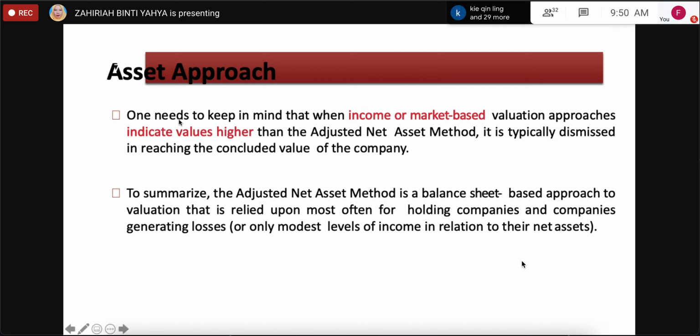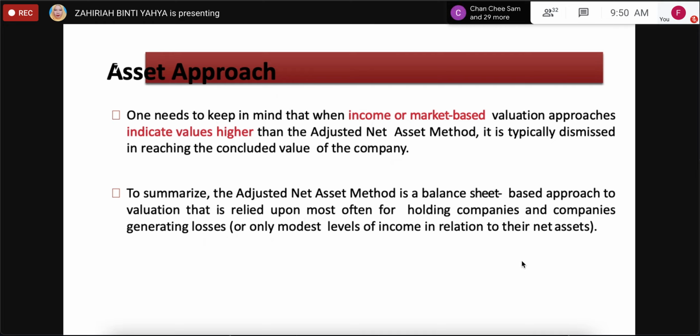Okay, so you have to keep in mind that when income or market-based valuation approach indicate value higher than adjusted net asset method, so you tak payah ambil the value that you get from the asset approach. Okay, to summarize, the adjusted net asset method is a balance sheet based approach to valuation that is relied upon most often for holding companies and companies generating loss.